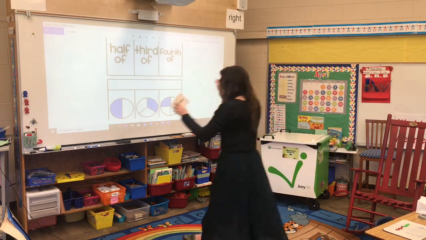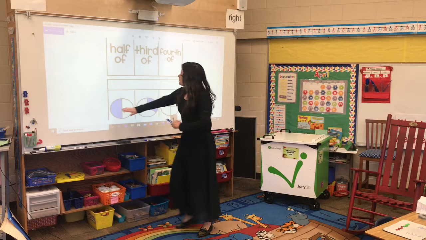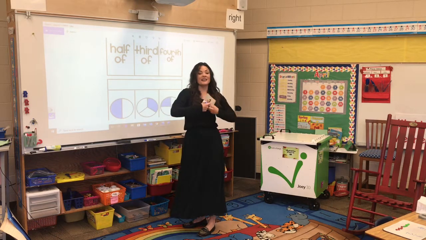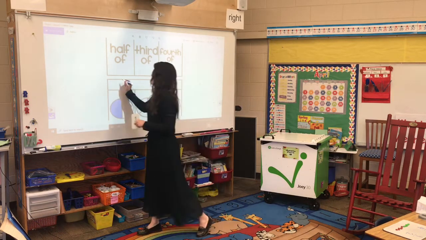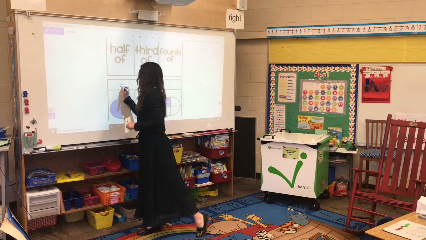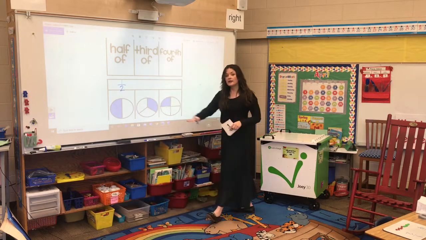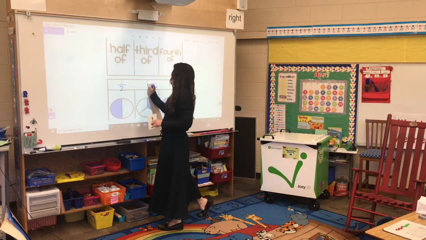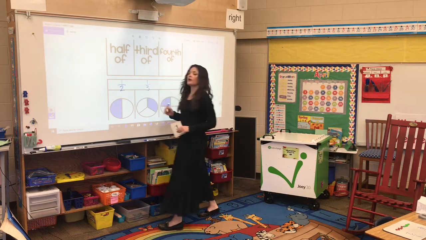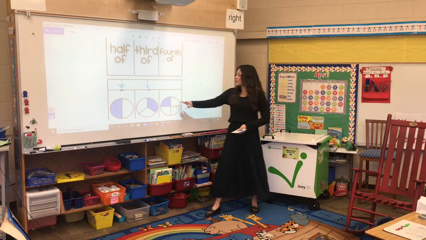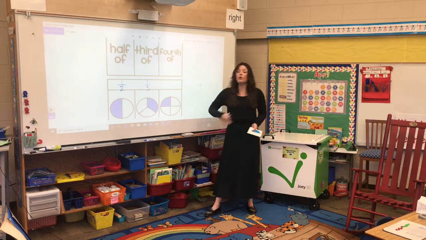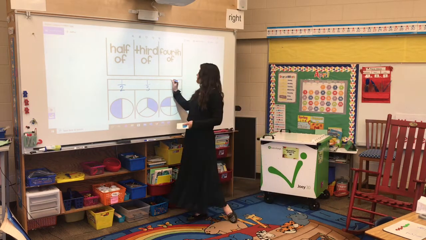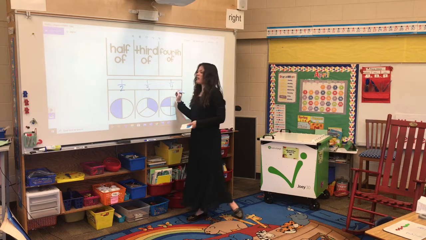So let's redo that again this morning. Over here, my circle is divided in half, which means 2 equal parts, so our fraction is 1/2. Over here, we have 1, 2, 3 equal parts, so our fraction is 1/3. And over here in our last circle, we have 1, 2, 3, 4 equal parts, so our fraction is 1/4.